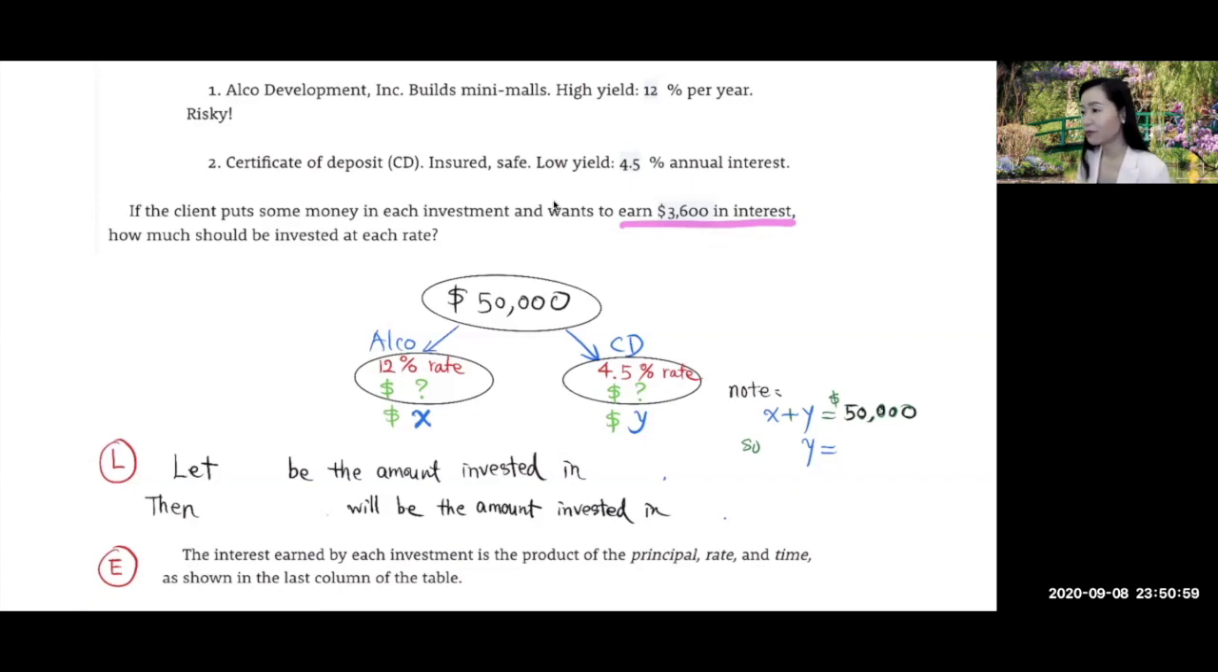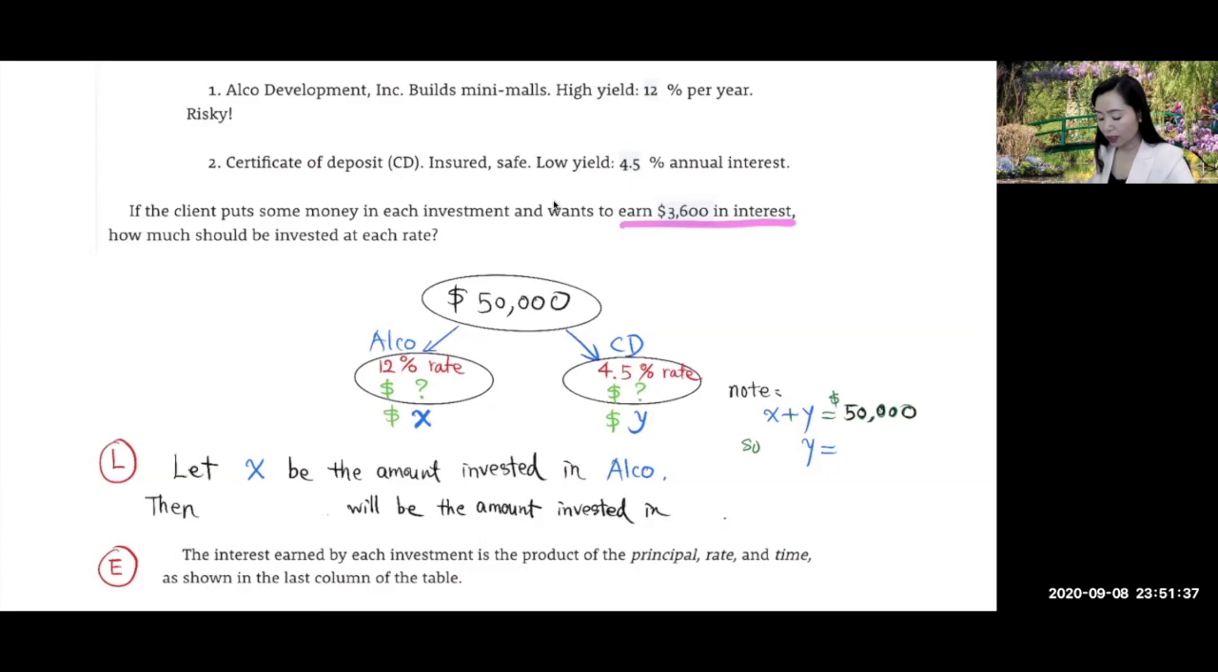Again, we're going to follow the 4 steps. The first step here is to declare the variable. Okay, let X be, so we're looking for this one and this one. Whatever they're looking for, we're going to let X be one of them. So we're going to let X be the amount invested in one of them. Why not just pick the first one? So it will be the amount invested in ALCO.